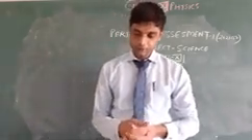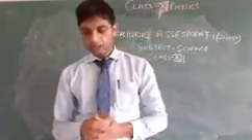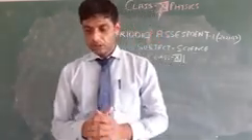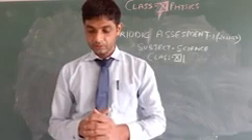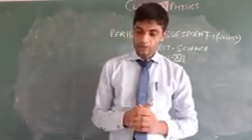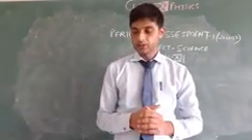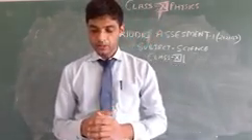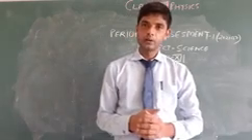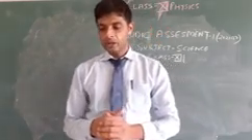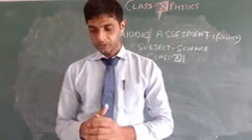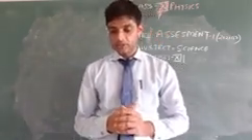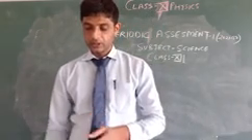Question number 6. A hollow charged conductor has a tiny hole cut into its surface. Show that the electric field in the hole is sigma upon epsilon naught n cap, where n cap is the unit vector in the outward normal direction and sigma is the surface charge density near the hole.